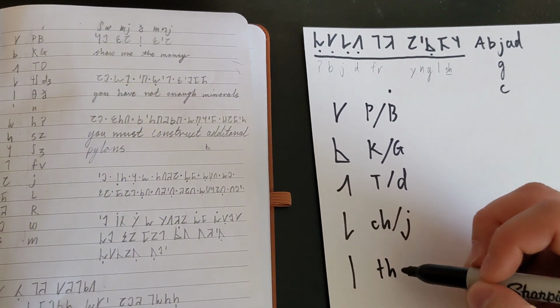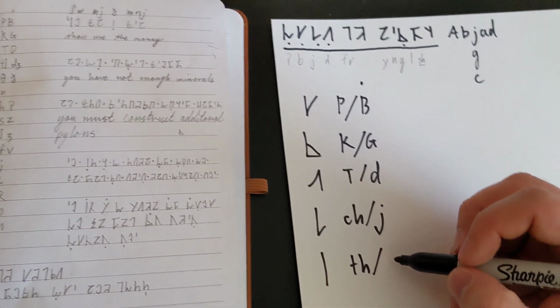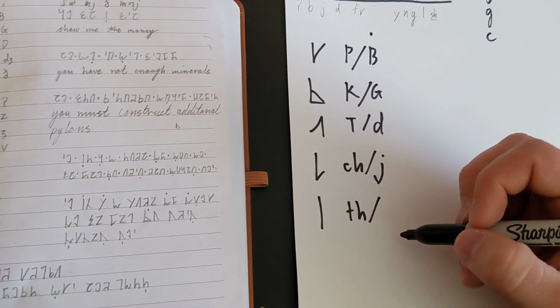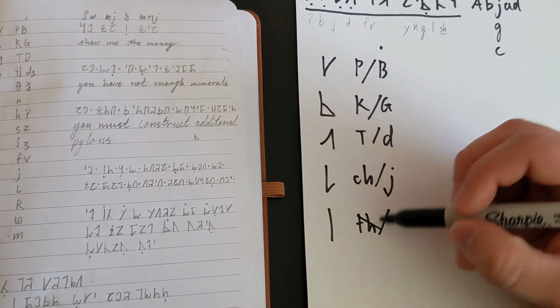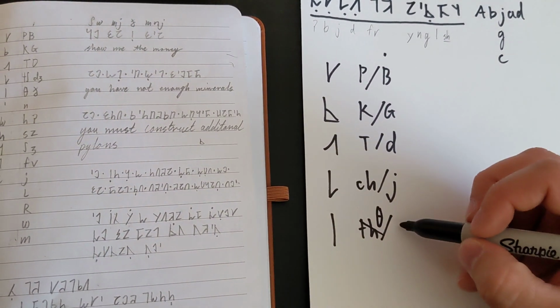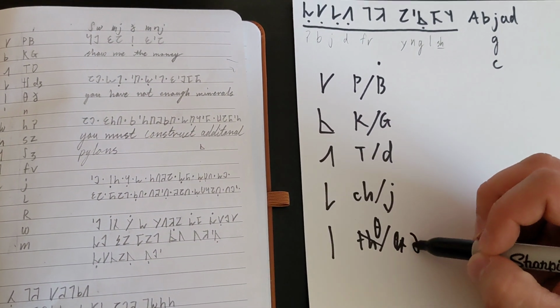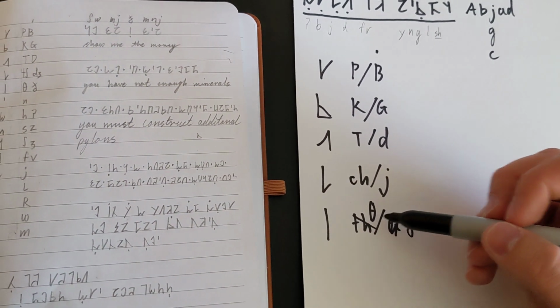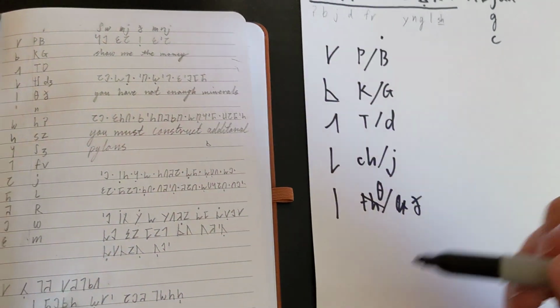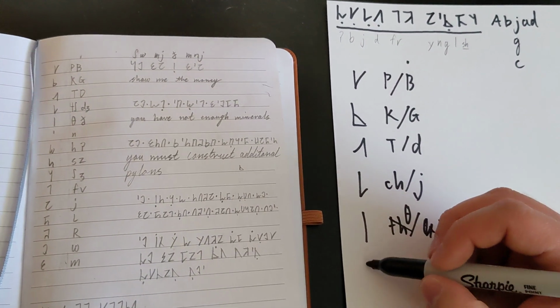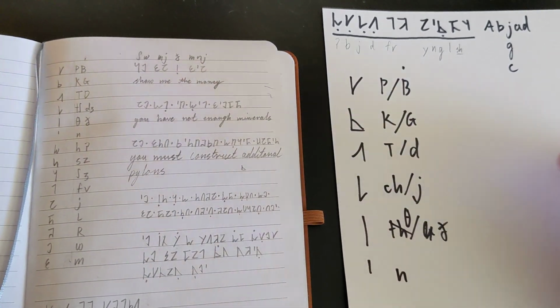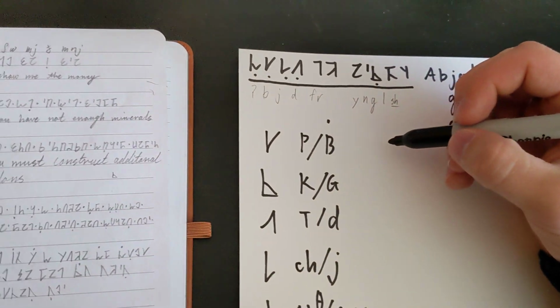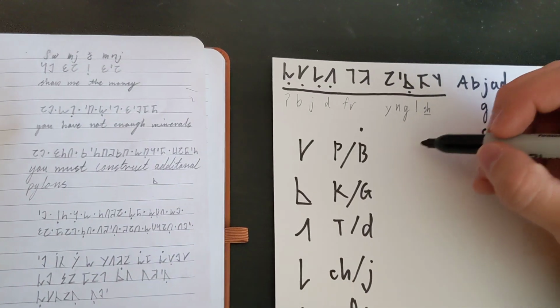Th. Actually, I forgot this one. This one we will use the International Phonetic Alphabet. There we go. So this is a voiceless th, and this is a voiced th. What else we got here? This is just an N. Let's continue. N.